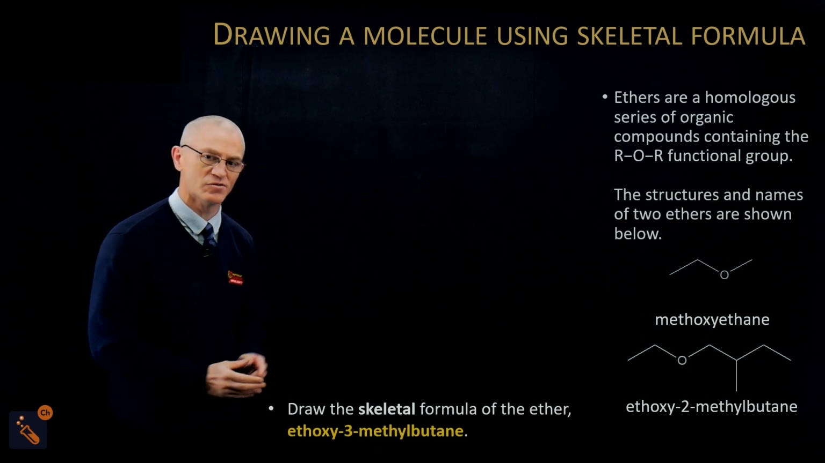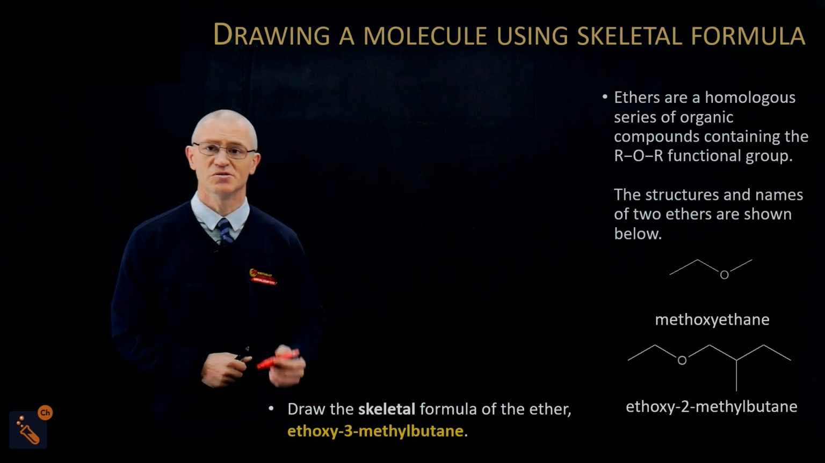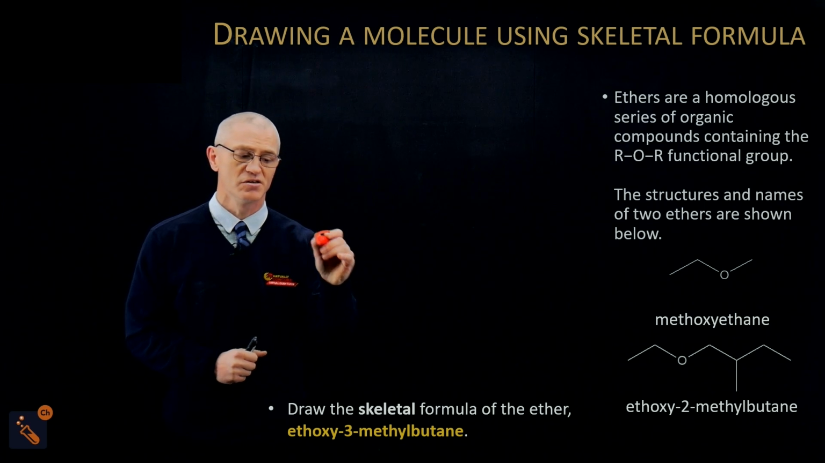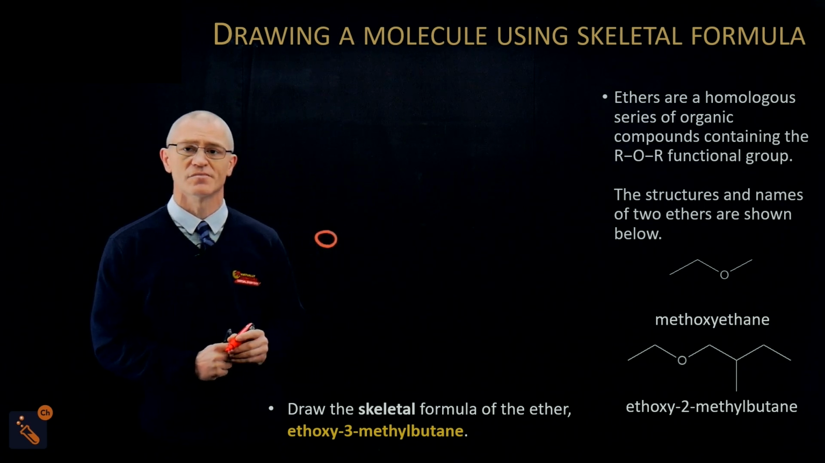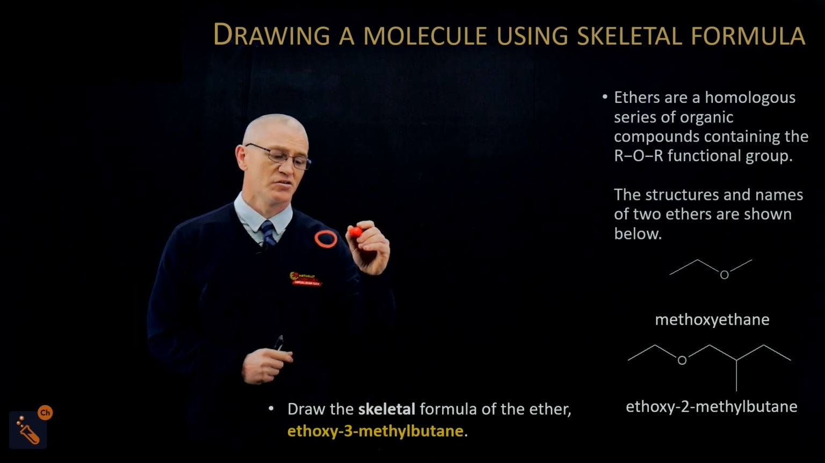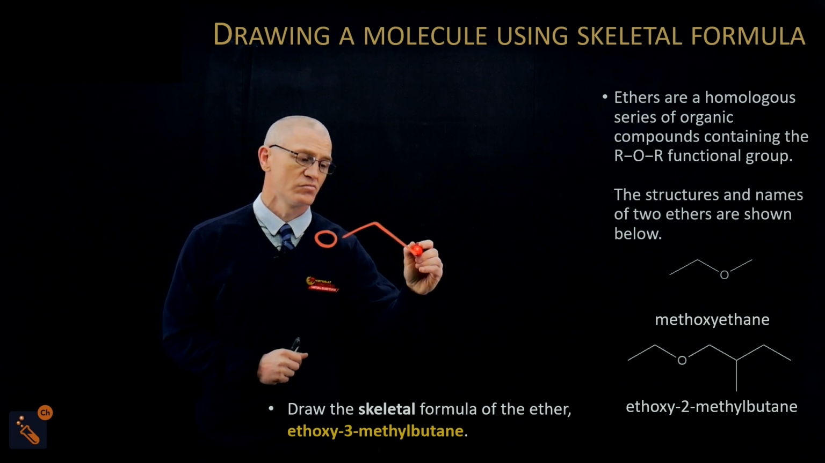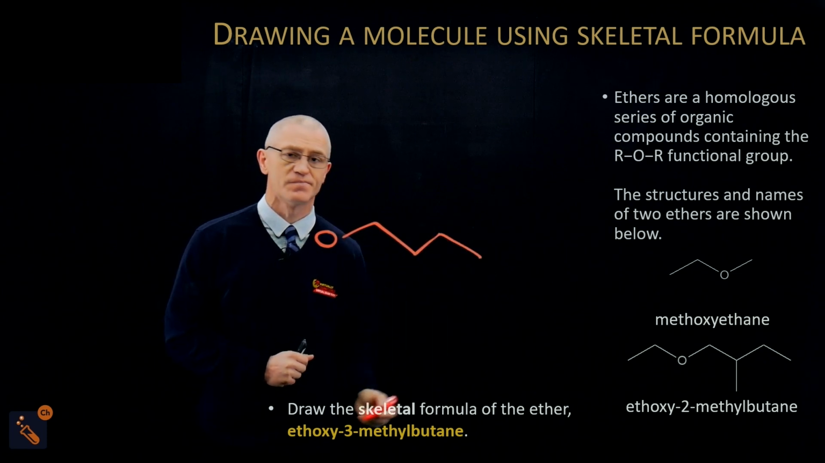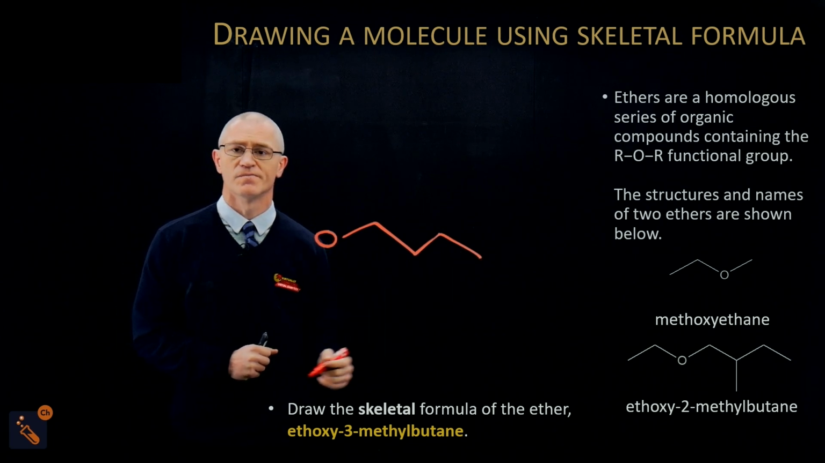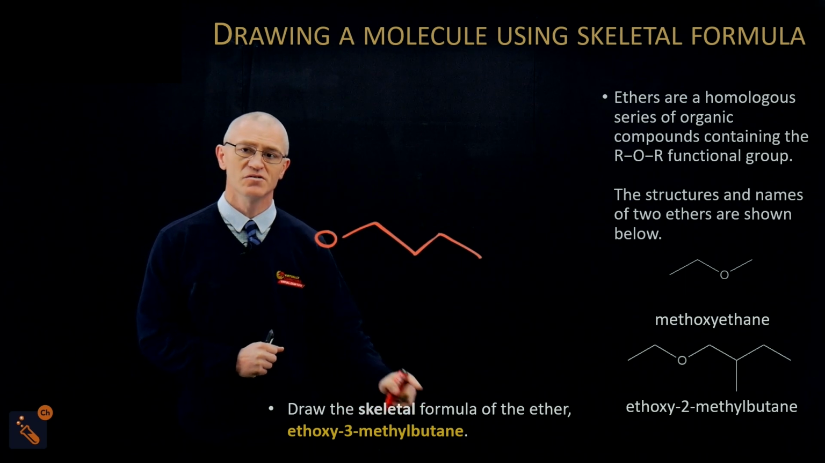So draw the skeletal formula of the ether ethoxy 3-methyl-butane. So first of all, it's an ether. So I might start with, there's my O. And then I know there's a stem of butane. And it says skeletal formula, so I'm going to go 1, 2, 3, 4. So I've done 1, 2, 3, 4. And then it says 3 methyl, so that methyl is on the butane.